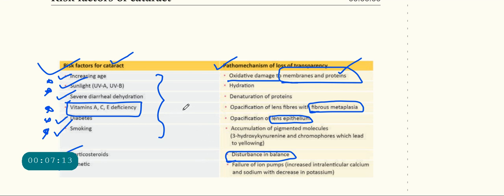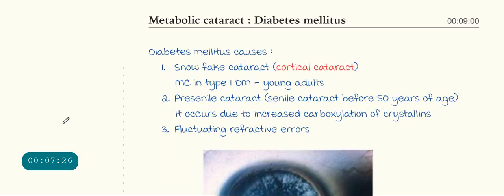So genetic factors, by failure of the ion pumps. So these are all the risk factors which lead to cataract. Okay, now the first amongst the acquired ones is the metabolic cataract. Firstly, we'll talk about diabetes mellitus, which causes cataract.